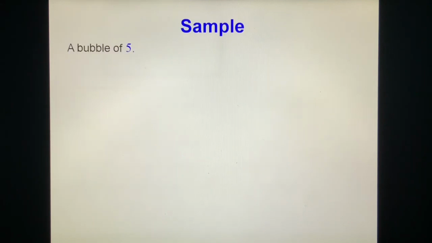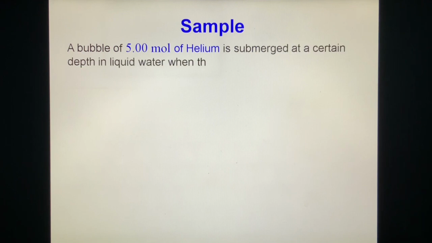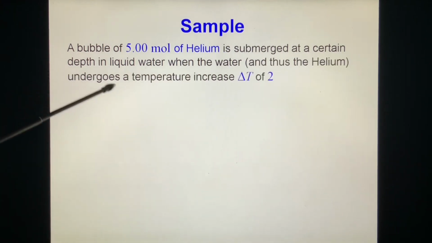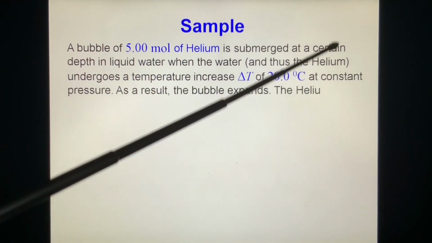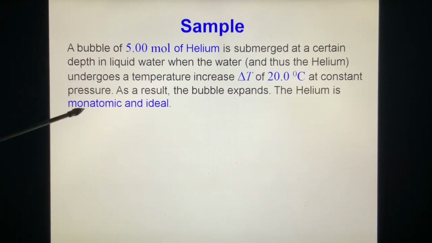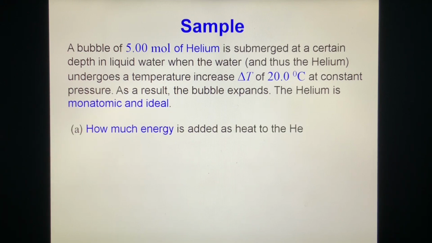Sample. A bubble of 5.0 moles of helium is submerged at a certain depth in liquid water. When the water, and thus the helium, undergoes a temperature increase delta T of 20.0 degrees Celsius at constant pressure. The process is at constant pressure. As a result, the bubble expands. The helium is monoatomic and ideal. Question A. How much energy is added as heat to the helium during increase and expansion? We want to find the Q.